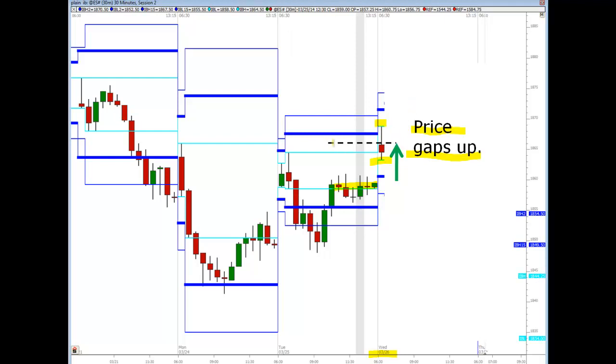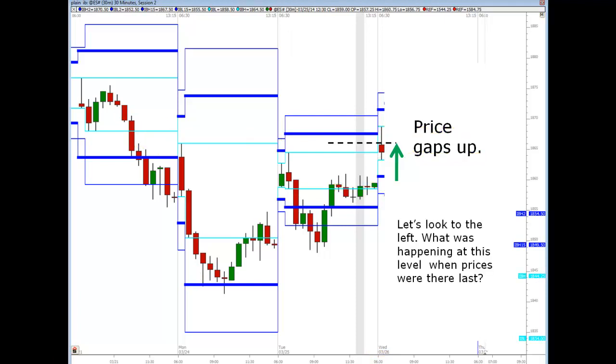The first thing we want you to do is to begin to learn to look to the left. Have we overcome the sellers? Are we above our resistance zones? And I hope that the answer you are saying is absolutely not. When we take a look at what was happening at these price levels when prices were there last, we had very strong selling activity. And that's what you want to be looking at.